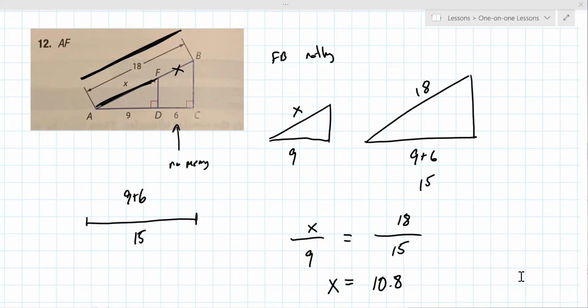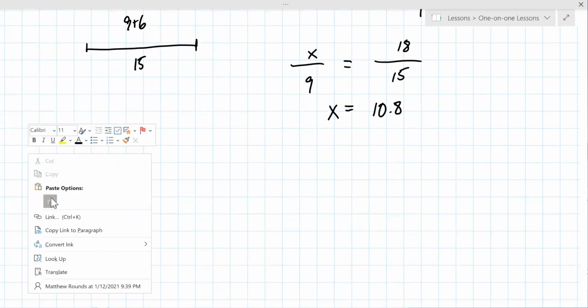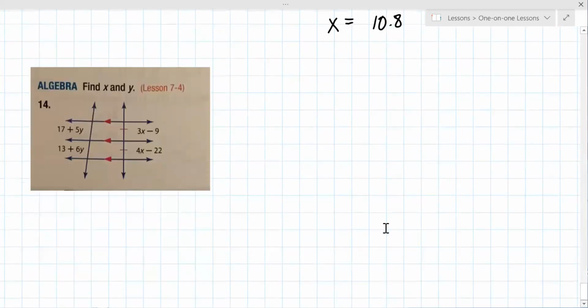Okay, 14. They want you to find X and Y. This dashed line and this dashed line mean that these are equal. They're the same, so you can set them equal to each other. It's 3x minus 9 equals 4x minus 22, and you can solve for x.